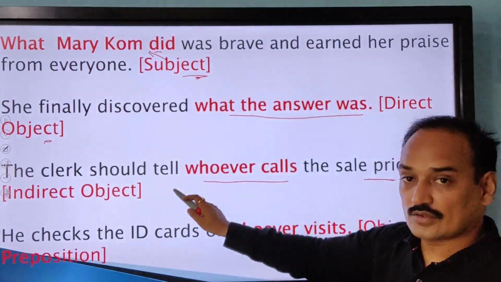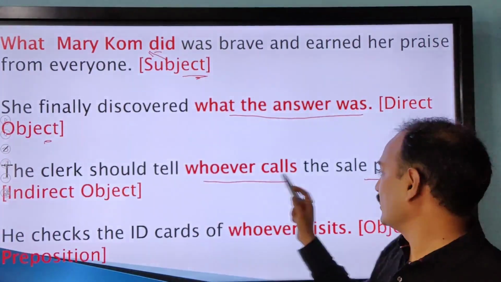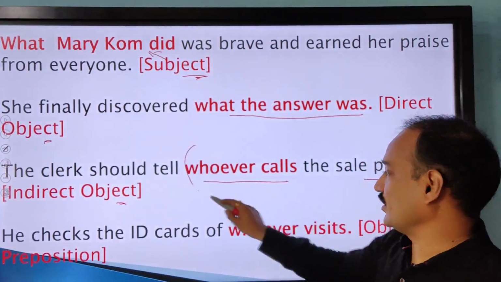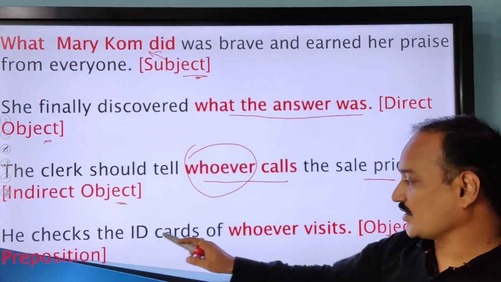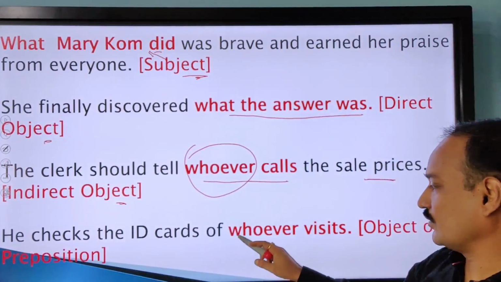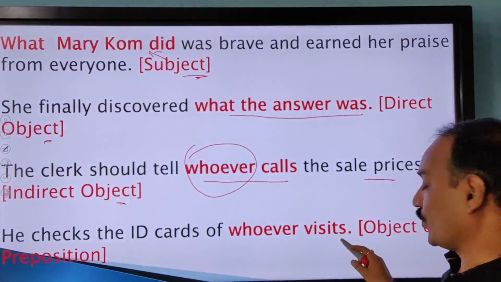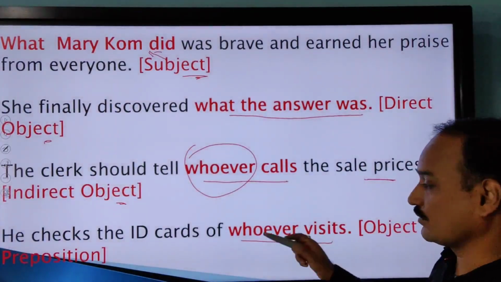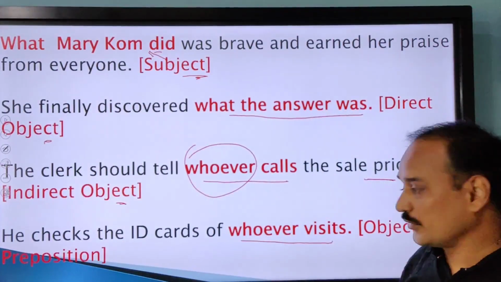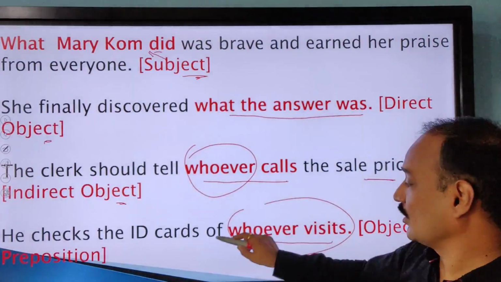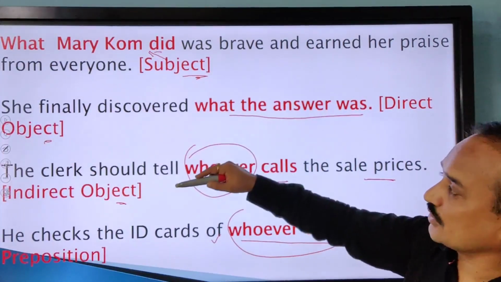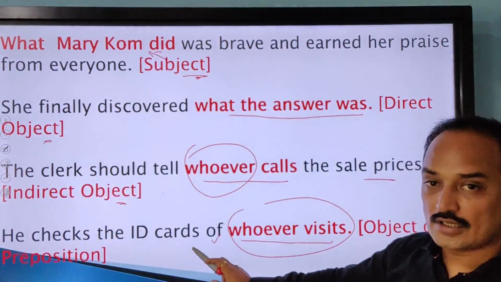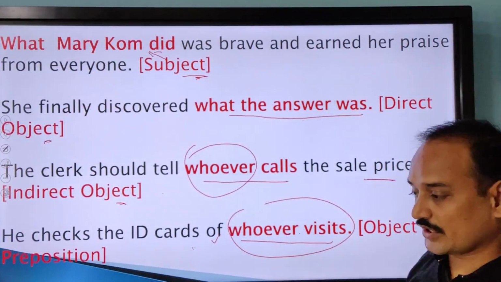The clerk should tell. What should he tell? Whoever calls the sale prices, that is the indirect object, which is added with whoever. He checks the ID cards of whoever visits. Of whom? Whoever visits, object of preposition. It means a noun clause can be used as a subject, as an object, an indirect object, or an object of a preposition.